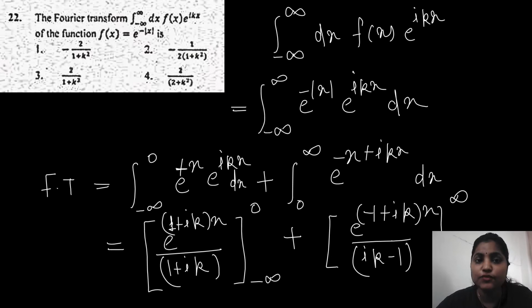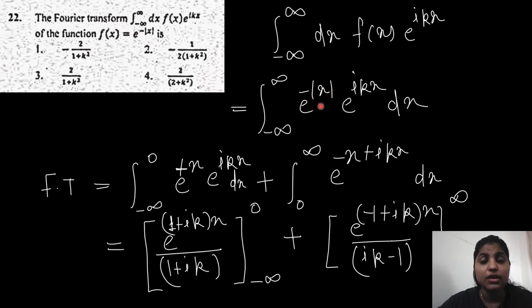So this question is from Fourier transform. Formula is given to you for the Fourier transform, and you have to find out the Fourier transform for the function e to the power minus mod x. So no need to remember the formula. Formula is already given in this question. Now you need to do, just put the value of f(x) over here. f(x) is e to the power minus mod x.